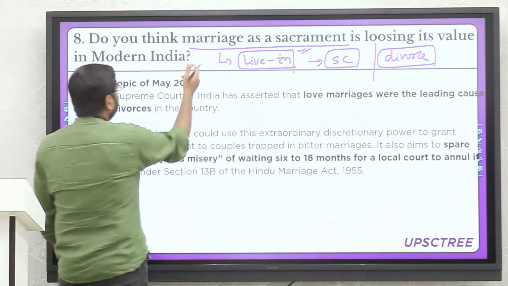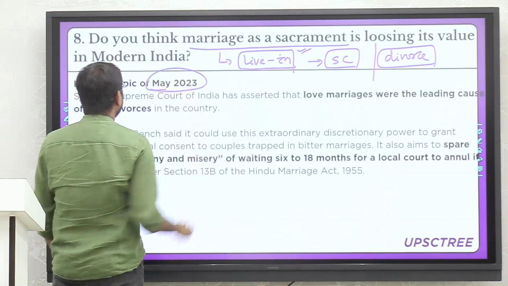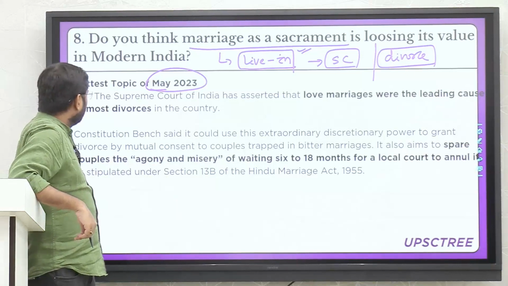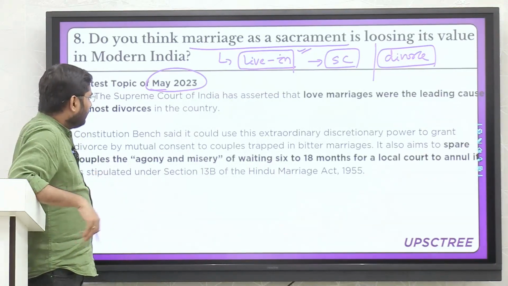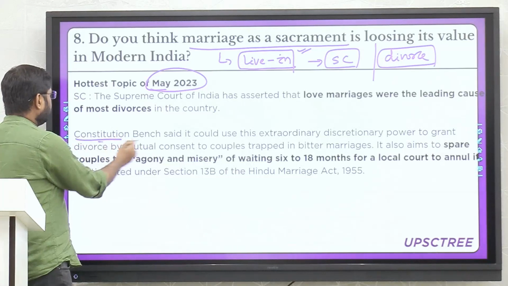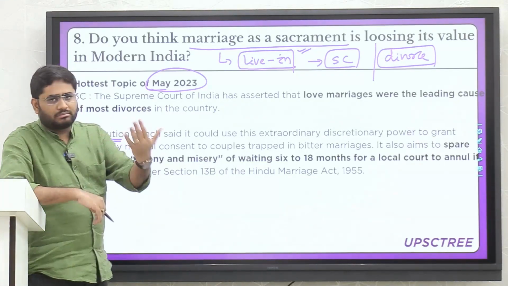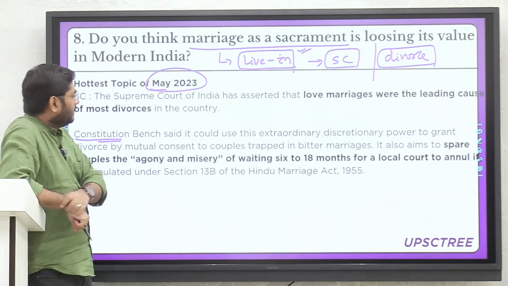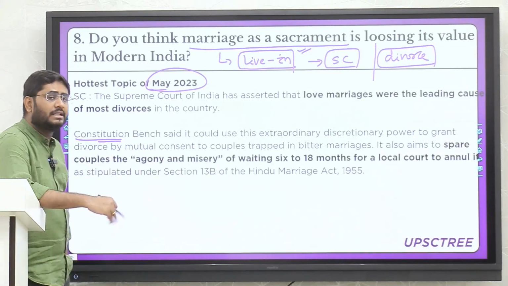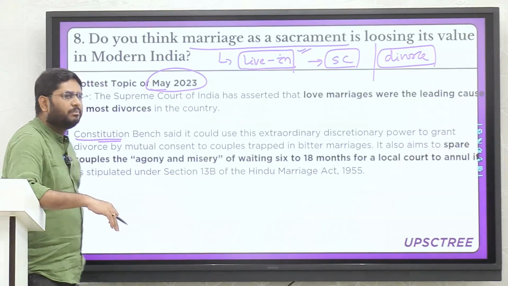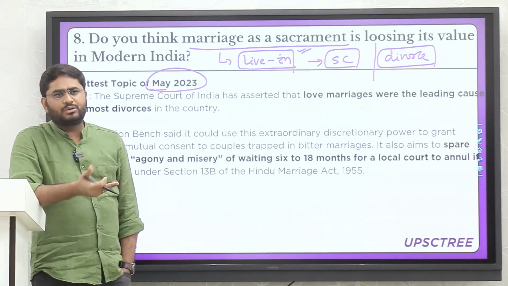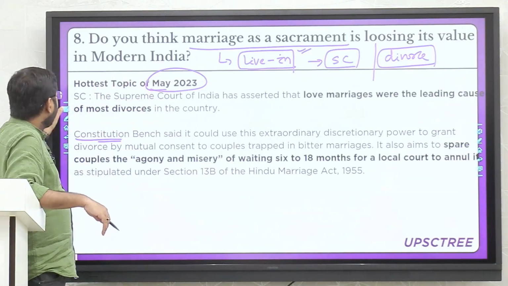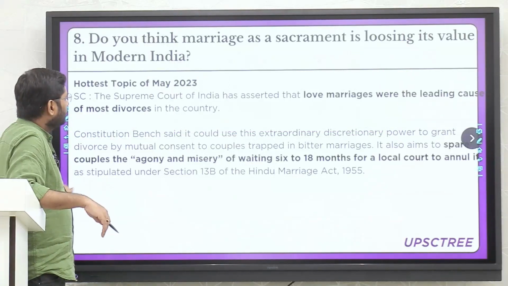Now this particular topic was in the news in May 2023 में, and the Supreme Court said that love marriages were the leading cause of most divorces in the country. Apart from that, यहाँ पे the constitution bench said if you are applying for mutual divorce, you have to wait for 18 months. But then again, the Supreme Court said that it can use its discretionary power to let people get away from a marriage which is beyond repair. Anyway, in May ये hottest topic था. That's why it was asked.